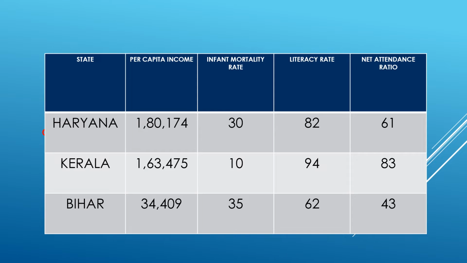Now in our textbook, in the latest edition of the textbook, they have given us these states for comparison: Haryana, Kerala and Bihar. They have given us the per capita income, the infant mortality rate, the literacy rate and the net attendance ratio.